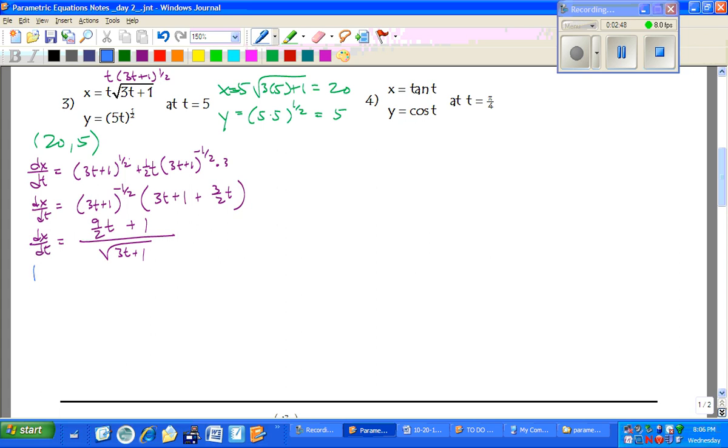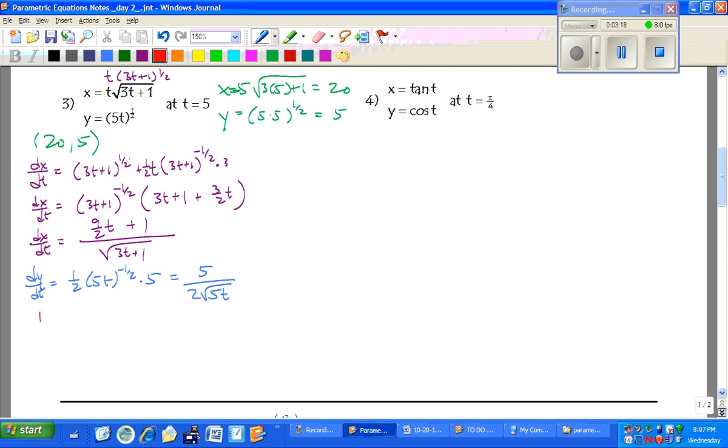For dy/dt, we have 1/2 times 5t to the negative 1/2. But then we have to multiply by the derivative of the inside, so we're multiplying by 5. So if we rewrite this a little bit, 5 is going to be on top. We're going to have 2 on the bottom, and the 5t to the negative 1/2 is square root of 5t in the denominator.